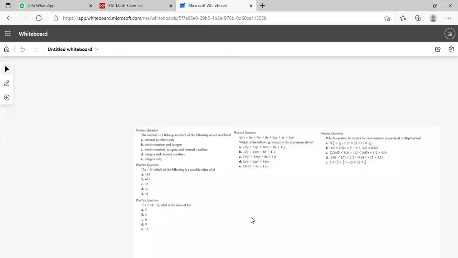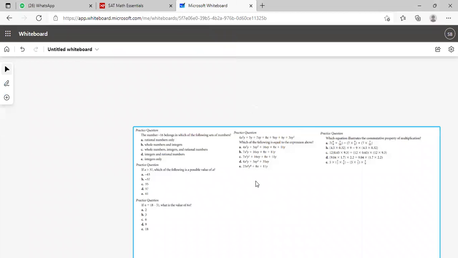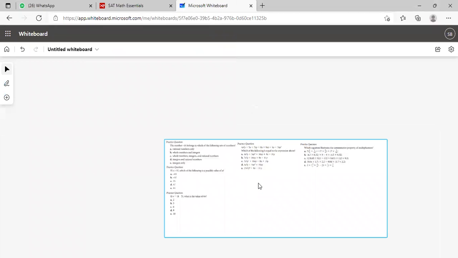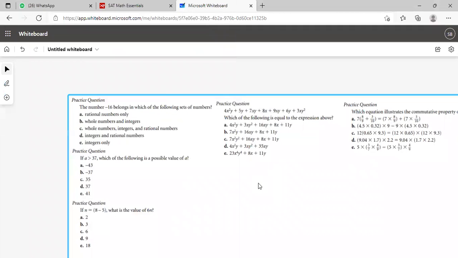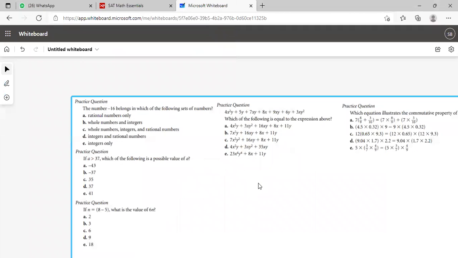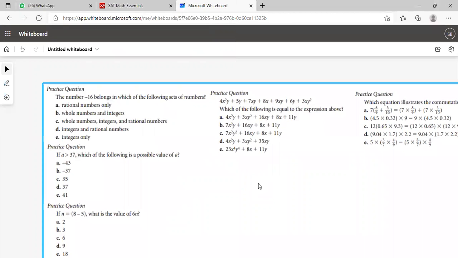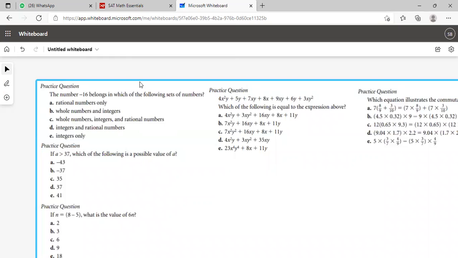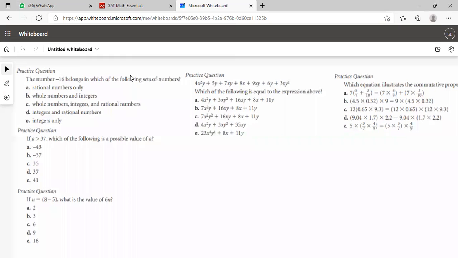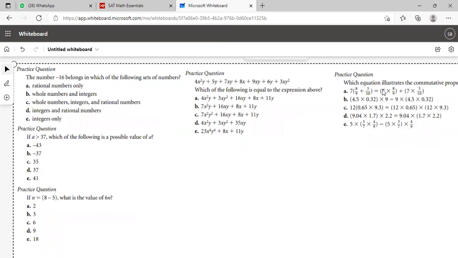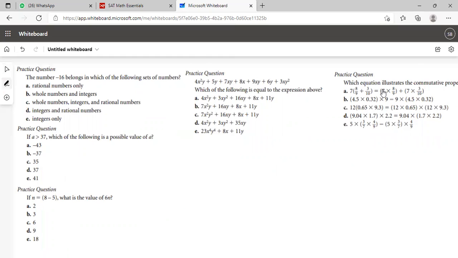Wait, let me just. Let's just do these three first and then we'll talk about these later. So I'll make that bit even better. Okay.